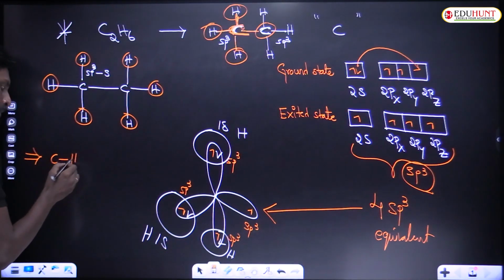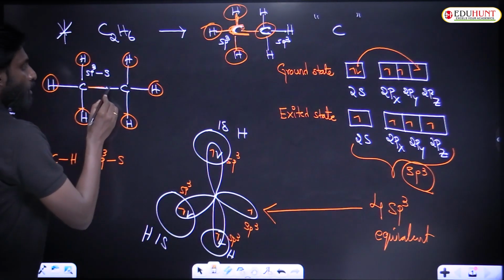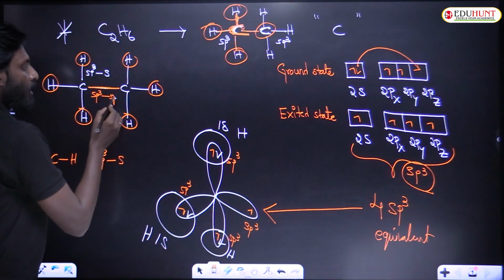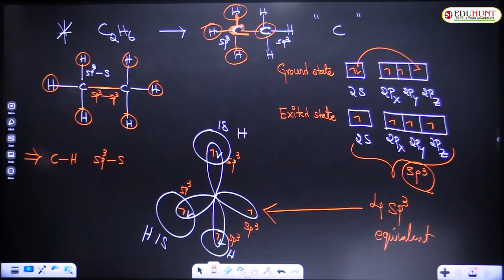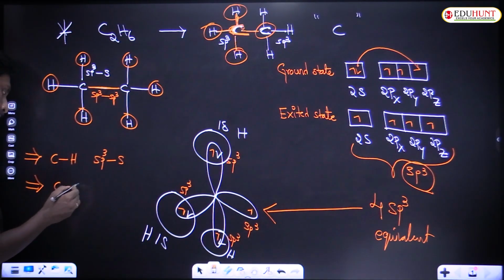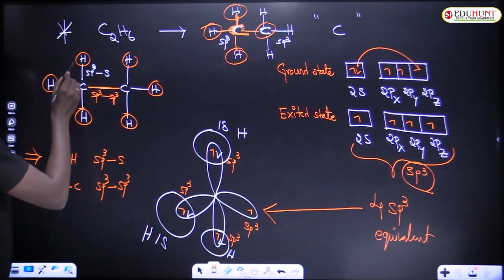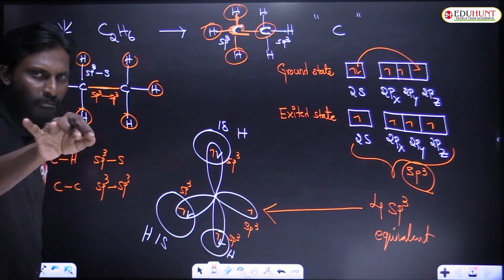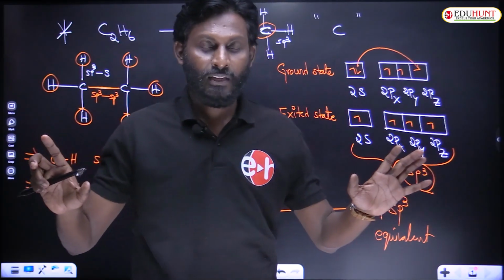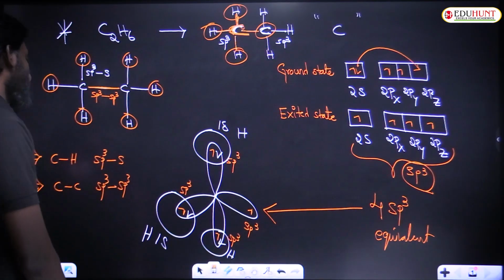All carbon-hydrogen bonds are of what type? sp3-s overlap. But this carbon-carbon bond is of what type? sp3 of one carbon overlaps with the sp3 of another carbon. Okay. So all C-H bonds are sp3-s type, but the carbon-carbon bond is sp3-sp3 sigma. So all single bonds are sigma bonds only. And one more point, hybrid orbitals are not involved in pi bonds, okay? Hybrid orbitals are only involved in sigma bonds. Keep in mind.